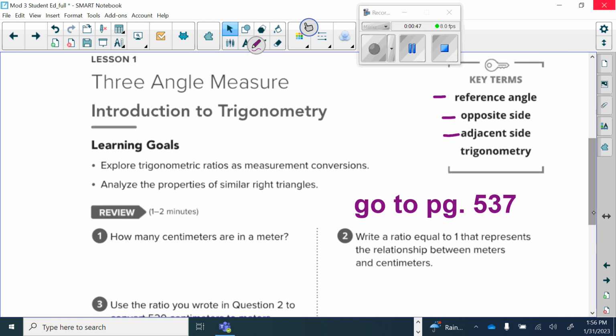For a quick review, how many centimeters are in a meter? Centi means a hundredth, so 100 centimeters equals 1 meter. So how you'd write that relationship, showing it equal to 1, you'd have 1 meter over 100 centimeters, and that would equal 1. Those are equal.